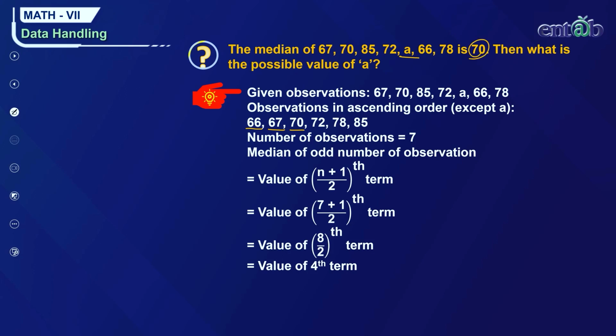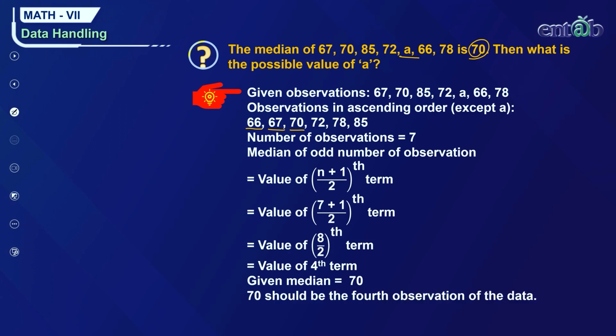It means 70 has to be the 4th observation, because the given median is 70, right? It means 70 cannot be the third term, 70 has to be the fourth term. So what can be the value of A? A can be any value equal to or less than 70.